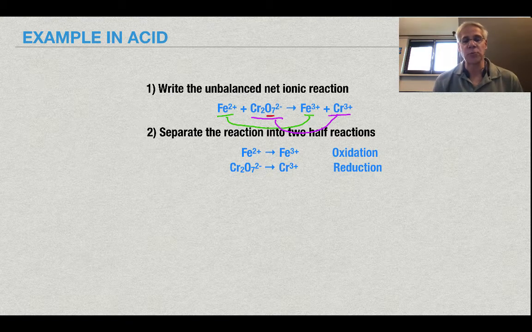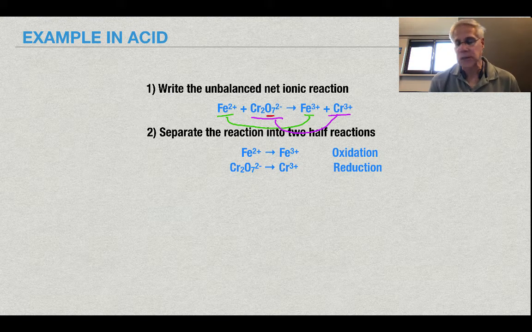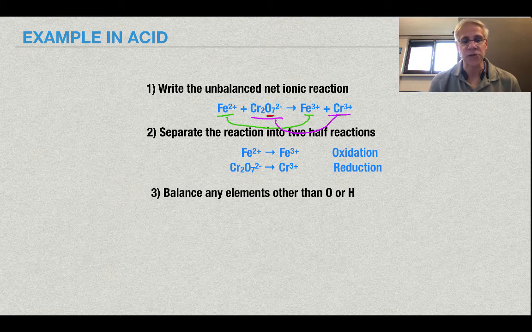So we have Fe2+ goes to Fe3+, so that's our oxidation half reaction. It's not important that you know that that's the oxidation half reaction. That doesn't play into our process one bit. And then our reduction half reaction is our dichromate ion, Cr2O7 2-, goes to Cr3+. So we've got our half reactions now.